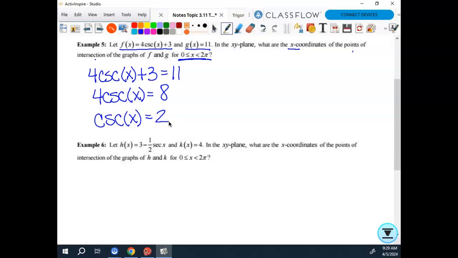So we've gotten to the point where we have isolated the trig function, okay? I don't expect you to just know your cosecant and secant values because we're going to relate everything to sine, cosine, and tangent. So what is cosecant the reciprocal of? Sine. Okay, so if the cosecant of x is 2, then the sine of x has to be what? 1/2.